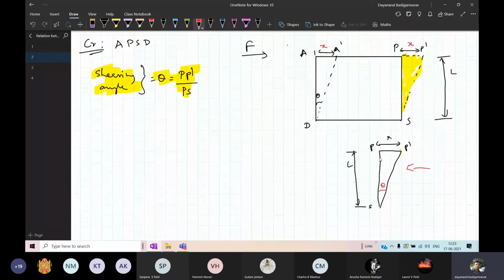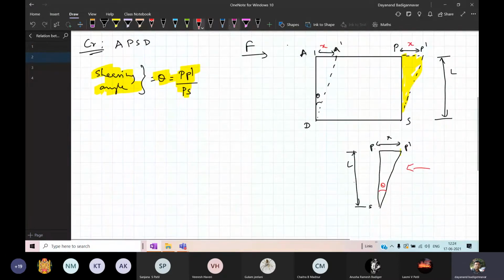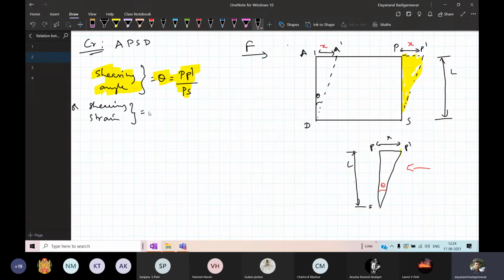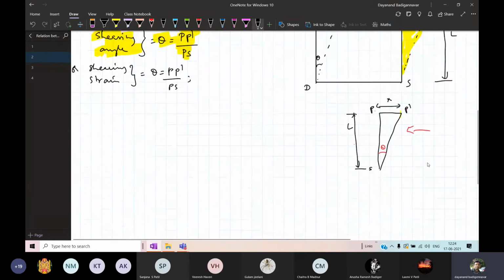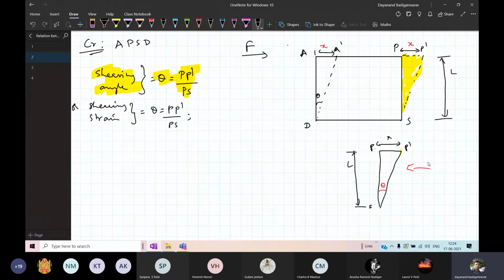Now first we have defined what is shearing angle or shearing strain. Both mean the same, shearing strain. This is theta, this is P dash by PS. Next we have to calculate the elongation strain as well as the compressive strain. So first one is over, shearing strain, we have done the calculation. Next we have to calculate the elongation strain as well as the compressive strain.